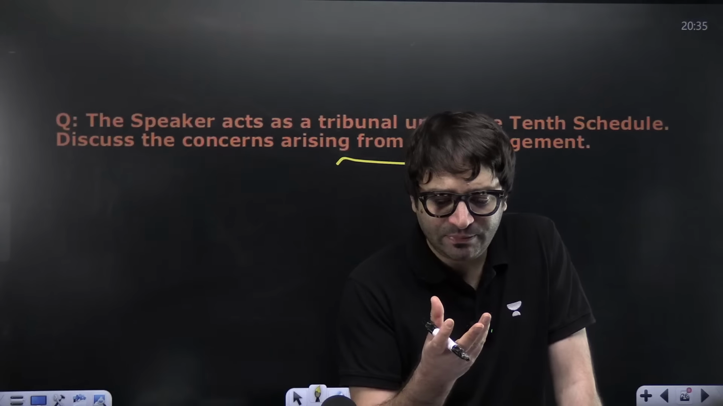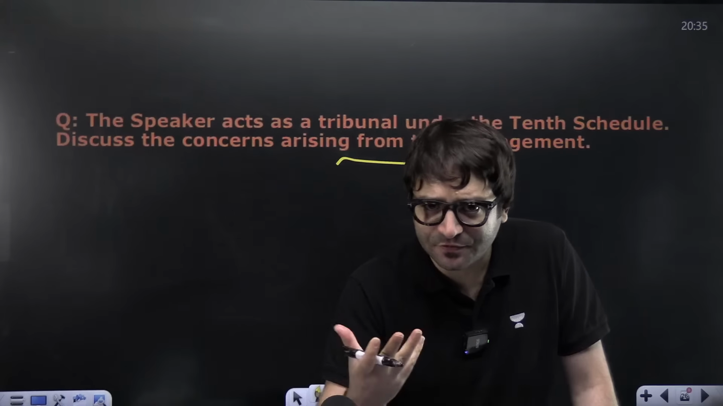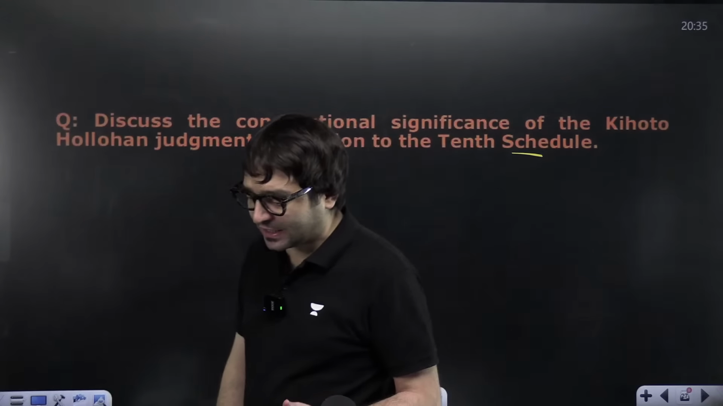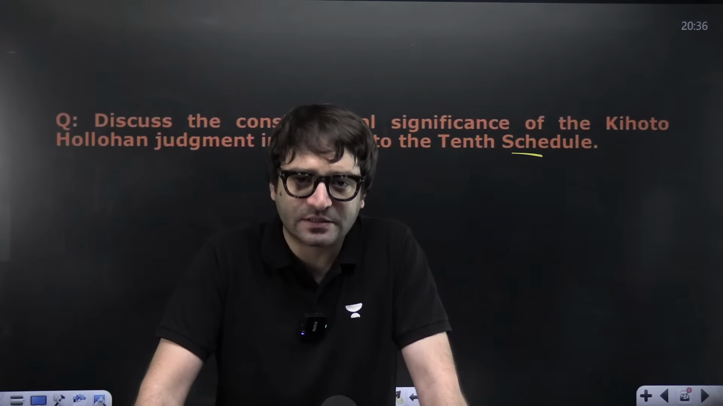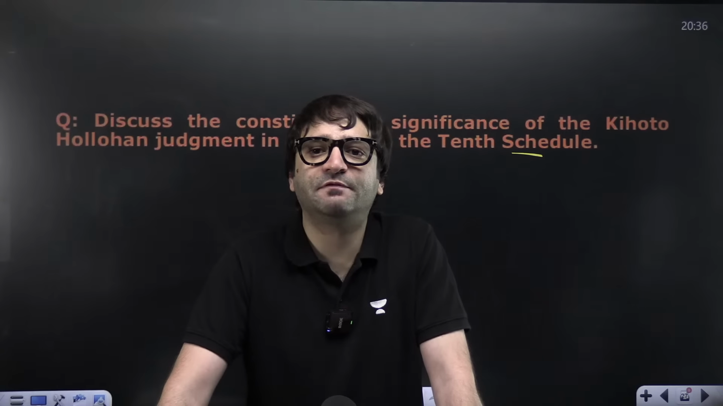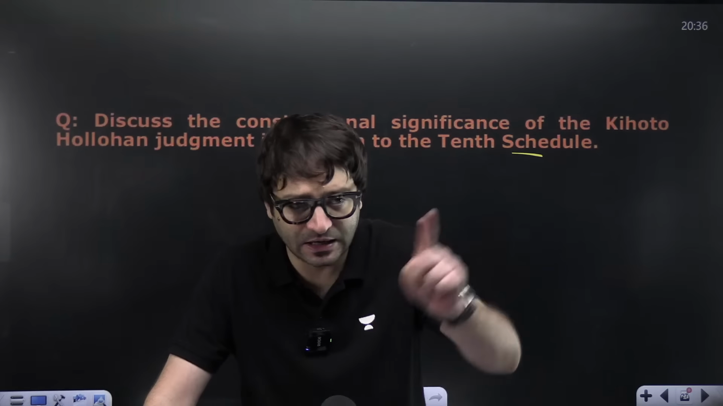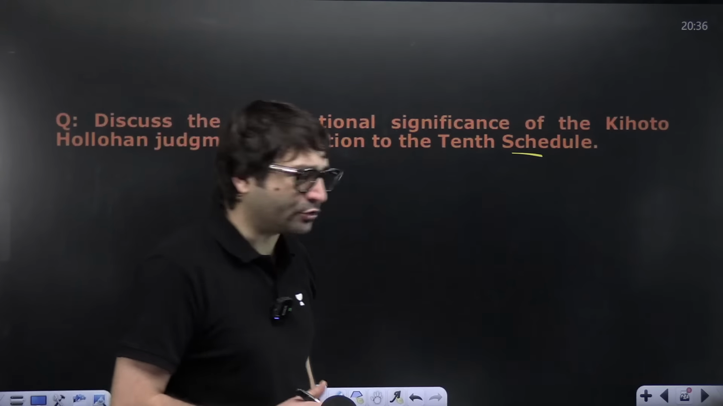Because the idea should not only be to write an answer, it should be a better answer than your competitor, so that you are able to score well, because after all, it's a competitive examination. Discuss the constitutional significance of the Kihoto Hollohan judgment in relation to the 10th schedule, because this was the case in which the constitutional validity of the 10th schedule was challenged. The original 10th schedule of 1985 said that the decision of the Speaker shall be final and binding, which the Supreme Court interpreted in this judgment to say that it is subject to judicial review, because judicial review is part of the basic structure. No constitutional amendment can violate the basic structure. And the 10th schedule was inserted via Article 368 through a constitutional amendment.